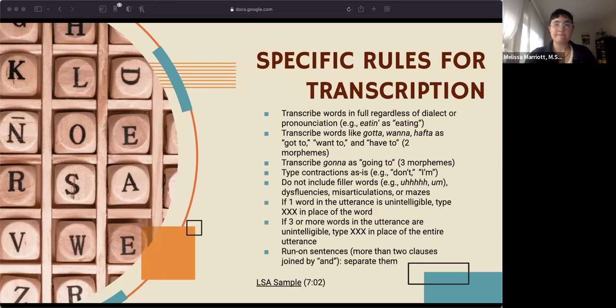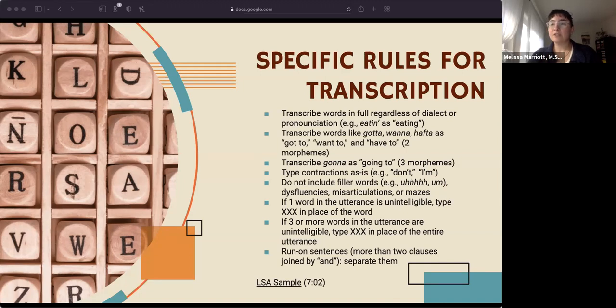And then some of the more specific stuff about transcription is to keep words with the full morphology of it, even if according to that student's dialect, they sort of delete the G off the ing, for example.